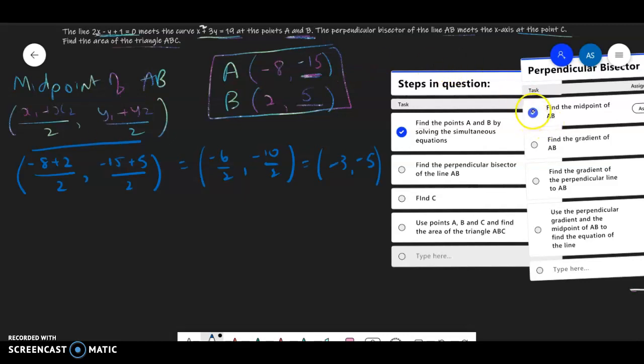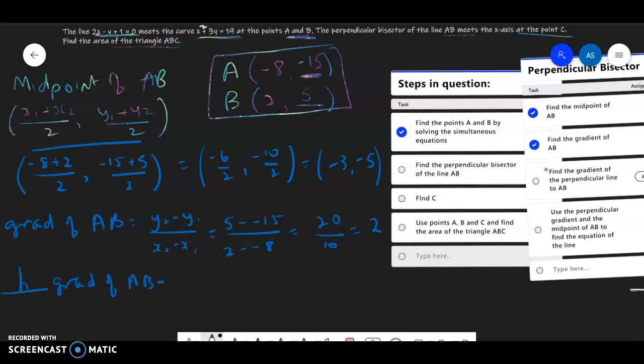This step is finished. Now I need to find the gradient. The gradient of AB will use y2 minus y1 over x2 minus x1. Always list your equations. It will be 5 minus minus 15, over 2 minus minus 8, which will be plus, so it will end up working out to be 20 over 10, which is 2. So that is the gradient of AB. Next, I need to find the gradient of the perpendicular line to AB. Perpendicular gradient of AB simply means I'm taking whatever gradient I have here, which is 2, flipping it and getting 1 over 2, and I'm changing the sign from a positive to a negative. So I've done this part here.